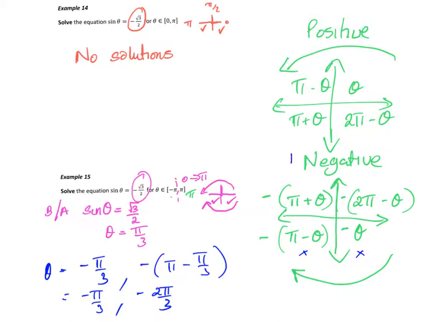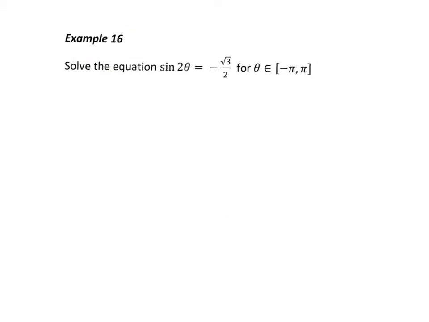I would suggest that we always try to remember this diagram. So how is this question different to what we've just done? We've just looked at sine theta equal to minus root 3 on 2 between minus pi and pi. Well, because of this 2 theta, we do have to be very careful. So we know theta is between minus pi and pi, but this now means that I have to times everything through by 2, because 2 theta is between minus 2 pi and positive 2 pi.